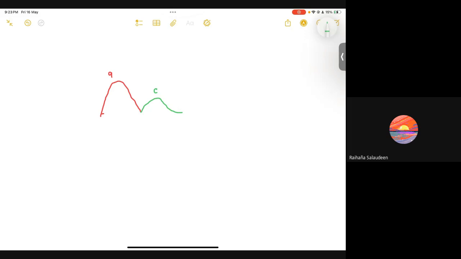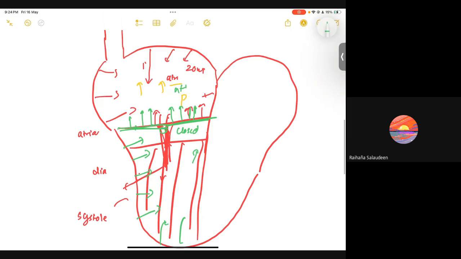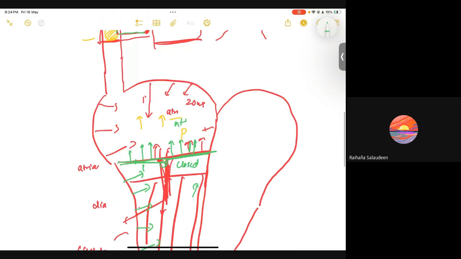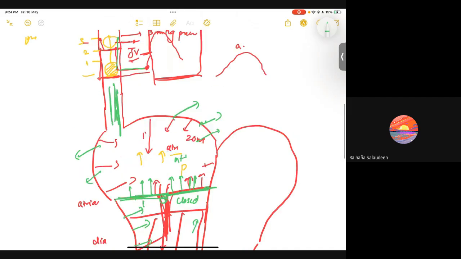So C for contraction. As the right ventricle contracts, you are going to see the C wave. Does that make sense? Okay, perfect. So what happens as the systole occurs? After your atrial contraction, your atria is going to relax as well, right? Once this wall is closed, the atria is going to relax, because it has to fill with a lot of blood coming in.